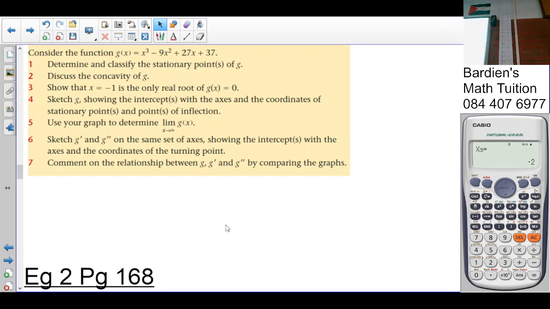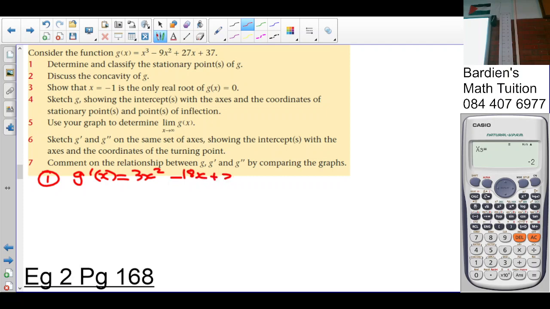So where do we start off, people? How do you work out the stationary points? Yes, your first derivative set equal to 0. So what's the first derivative here? 3x squared minus 18x plus 27, not so. Set equal to 0. So I can drop that.